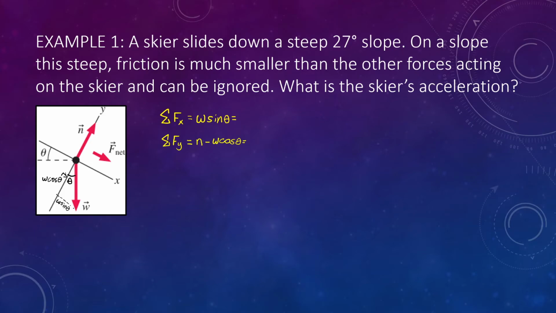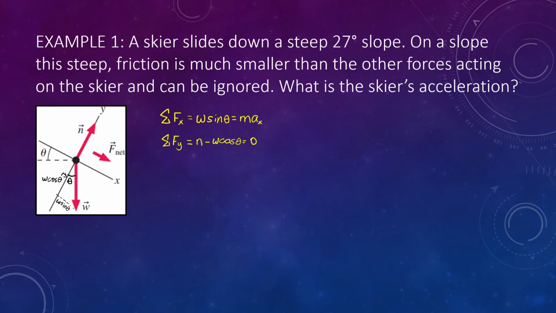At this point, we ask ourselves if the object is accelerating in either of these directions. The skier is indeed accelerating along the surface. There's a net force there, so we set this equal to ma. However, the skier should not be accelerating in the y direction, in other words, straight off or into the surface. So because there's no acceleration in the y direction, we can set that equation equal to 0.